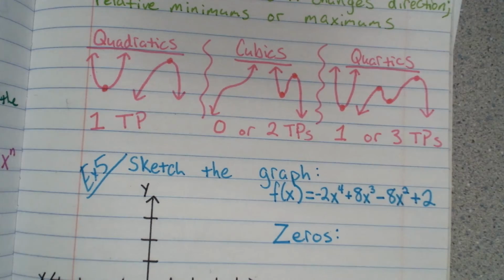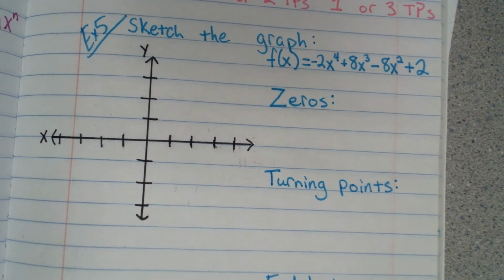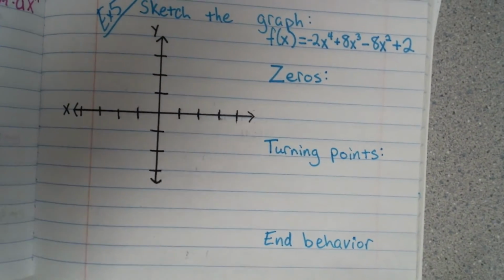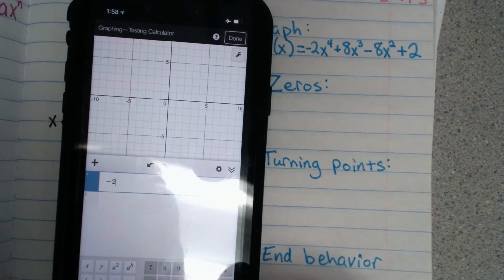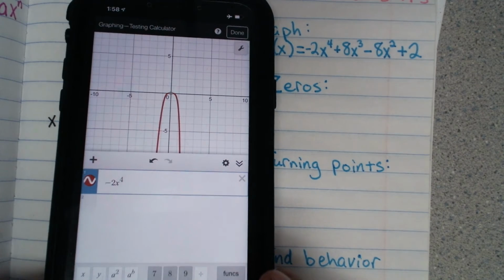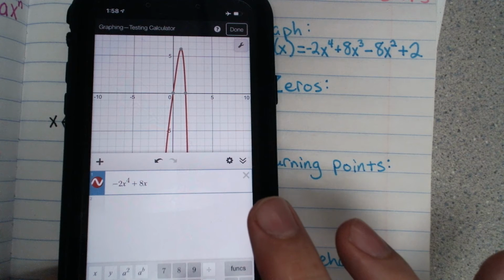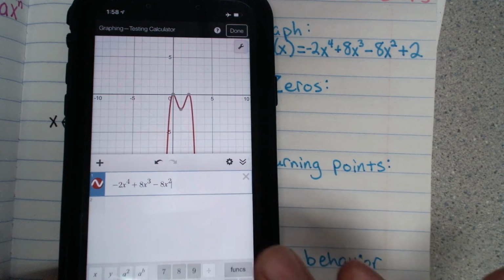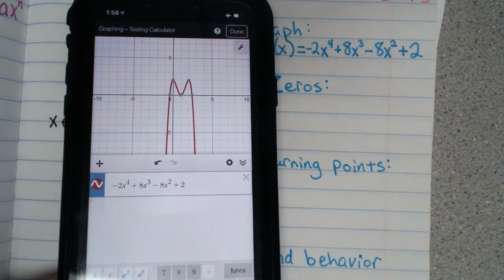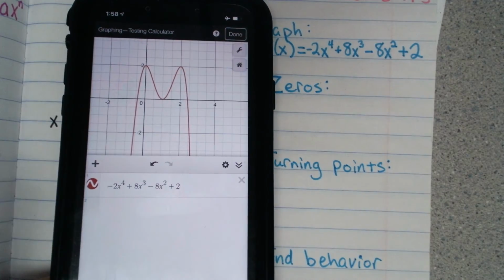And then I'm going to just use this for one last example to end this section. Let's use what we've learned so far to sketch this graph. And I'm going to show you can absolutely use Desmos as part of this. So I'm going to graph -2x^4 + 8x^3 - 8x^2 + 2. I'm going to zoom in a little bit. And these are the things that I'm going to look for on this graph.